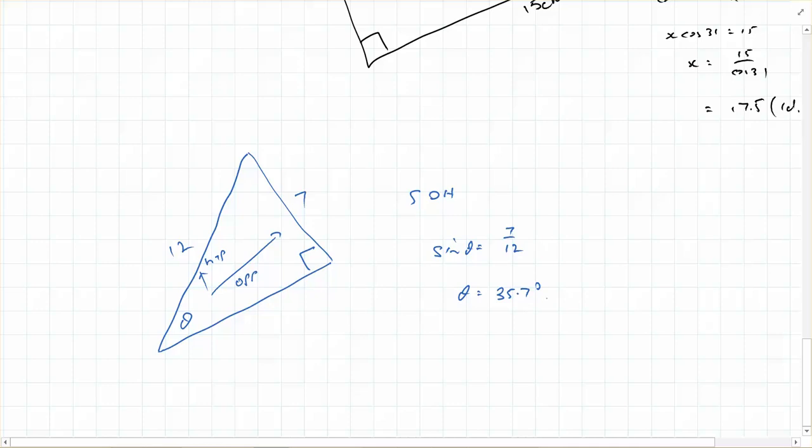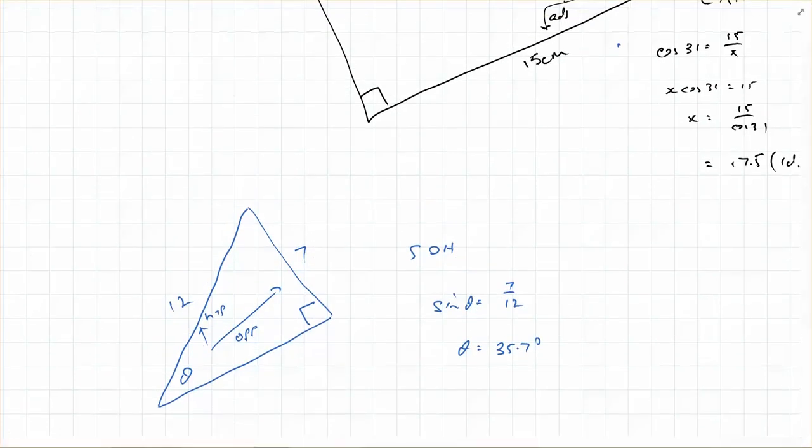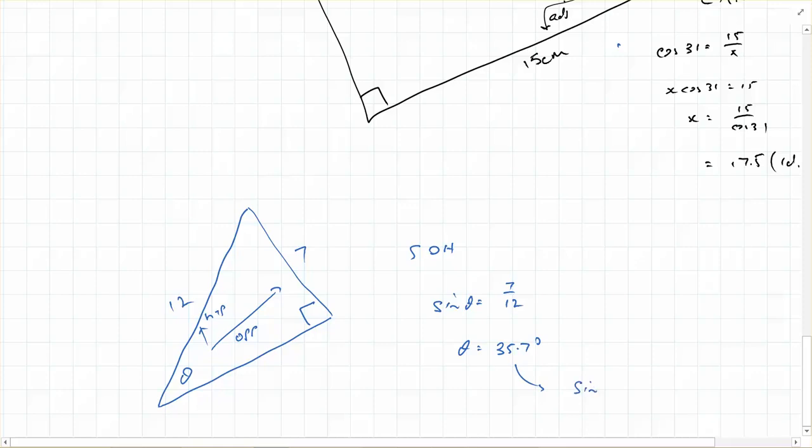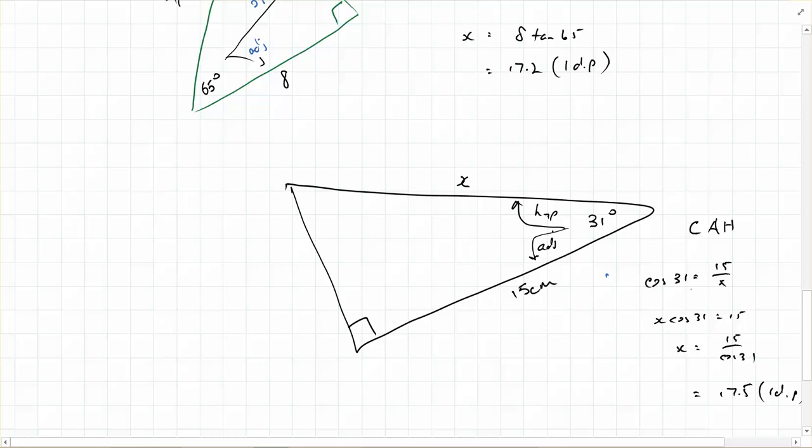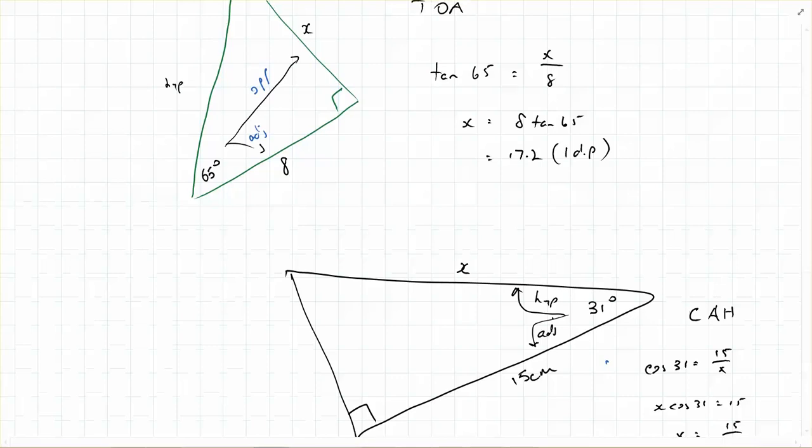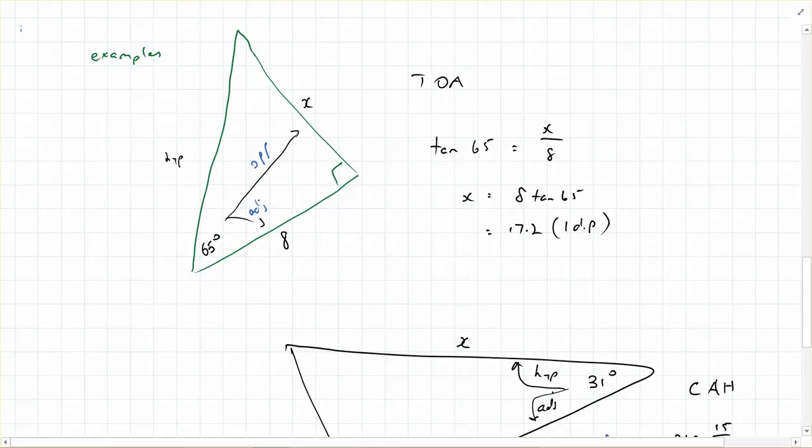Those are the types of questions you're going to see, with different information. If you're trying to find an angle, remember, this 35.7 was found by taking sine inverse 7/12. So that's when you've got two sides and you're trying to find the angle. If we've got the angle and we're trying to find a side, that's a bit more straightforward: say, cos 31 in this case, 15 over x. So x is equal to 15 divided by cos 31 when x is underneath. When x is on top, like it is here, it's 8 times tan 65. If these were switched around the other way, it would be 8 divided by tan 65.